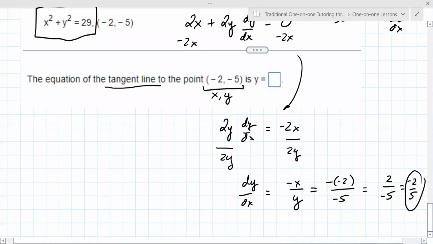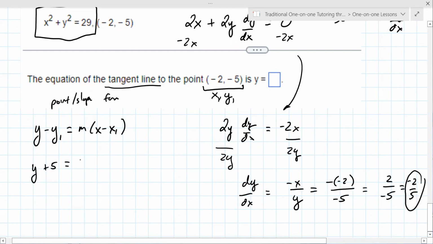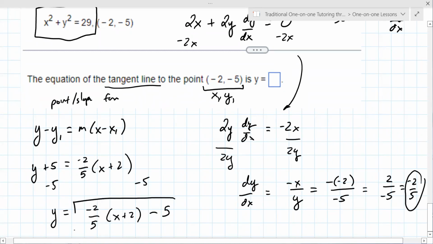All right, so now your equation of the tangent line, I like going y minus y1 equals your slope, x minus x1. This is point slope form. So you use the x and the y that you're given, but they're now x1 and y1. So it's y plus 5 equals minus 2/5 (x plus 2). Now, what you enter into the box on the right is solved for y, so you have to also solve for y. So it's minus 2/5 (x plus 2) minus 5, and that's your final answer for that one.